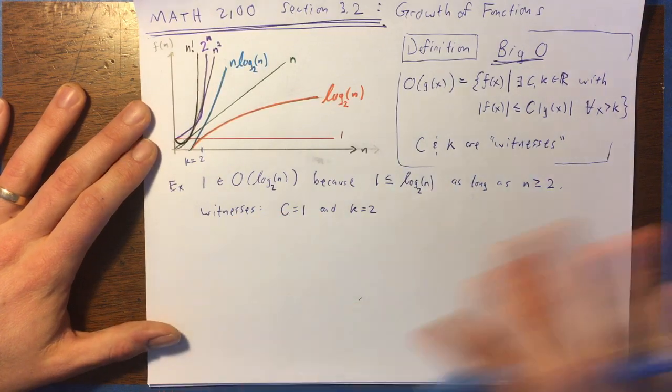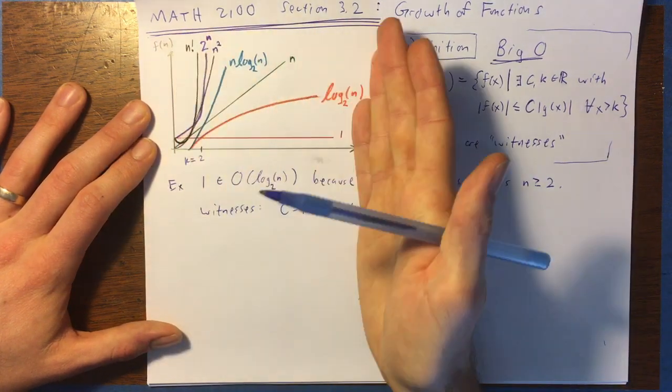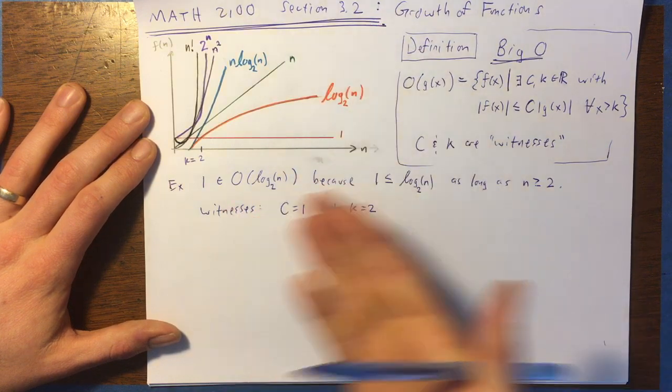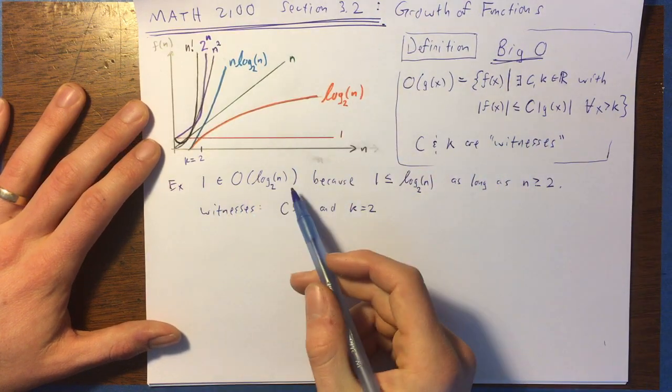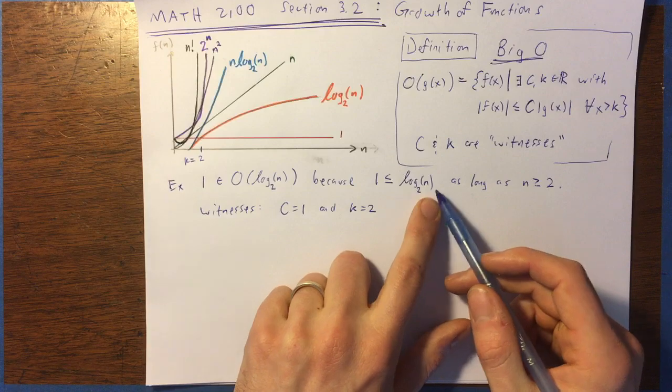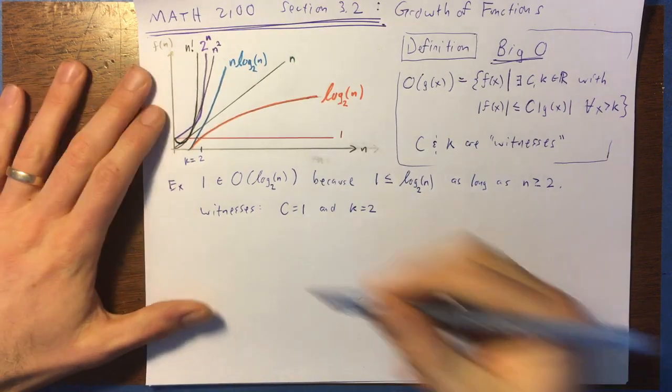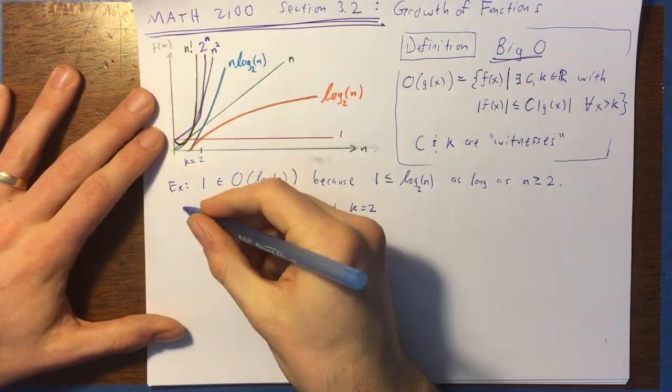This is called the tail end of the function. So after a certain point, it becomes always true that f is less than g, or in this case, 1 is less than log n. Okay, so that's just a quick example. We'll do more examples soon.